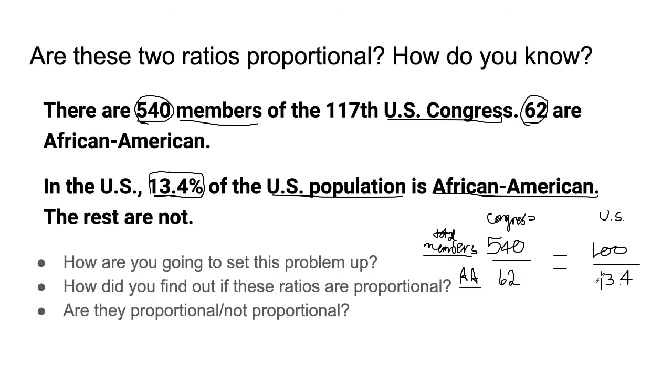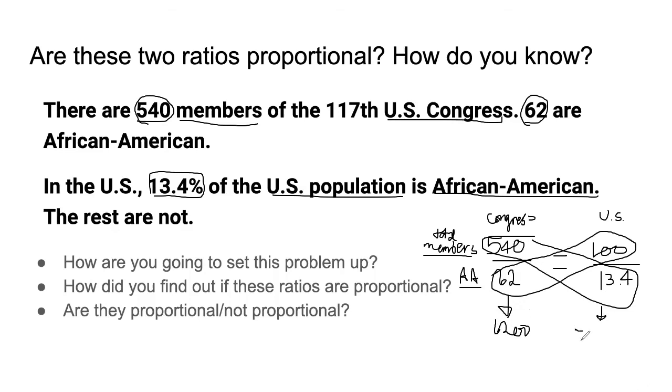Now, to find out if this is proportional, we can do the butterfly method. So 62 times 100, that's easy. That's 6,200. I don't even have to use my calculator for that. And then we got 540 times 13.4. I'm going to use my calculator for that one. And that is 7,236.